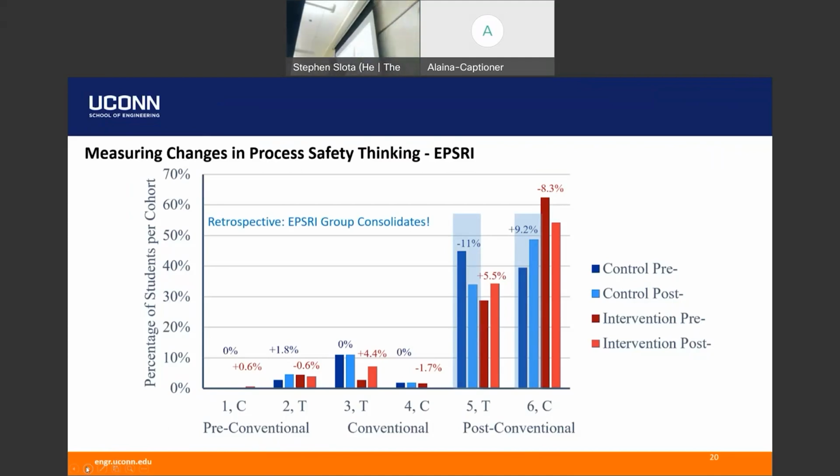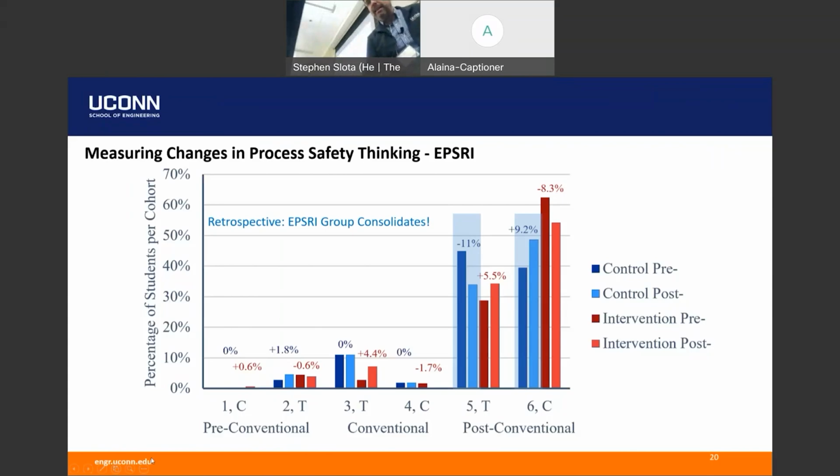The one I'm going to focus on first is the EPSRI group only, the group that only had traditional instruction in process safety. You can see from pre to post, pre is dark blue, post is light blue, this goes down and this goes up. So they further consolidate. The transitioning goes down and the consolidated goes up. They go from transitioning to consolidated. They harden their position in terms of how they think about stuff.